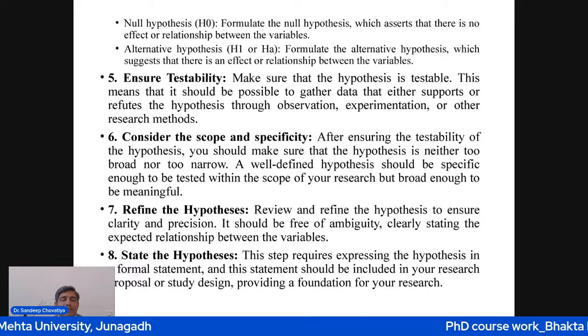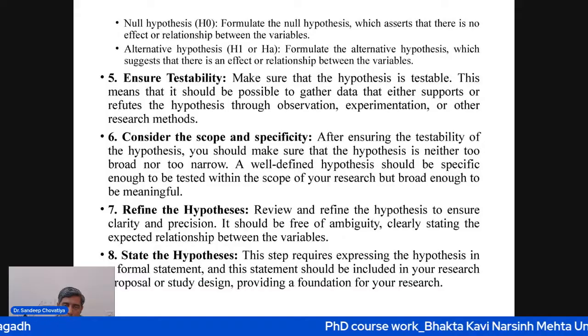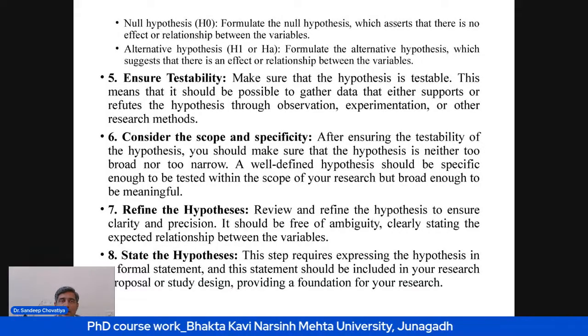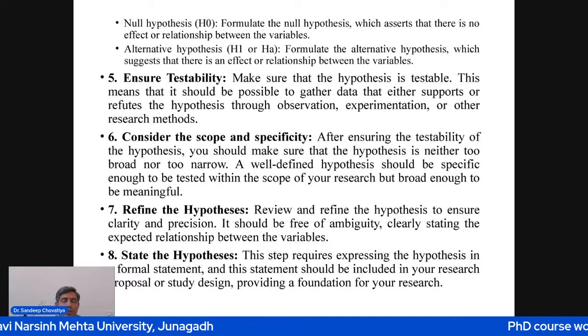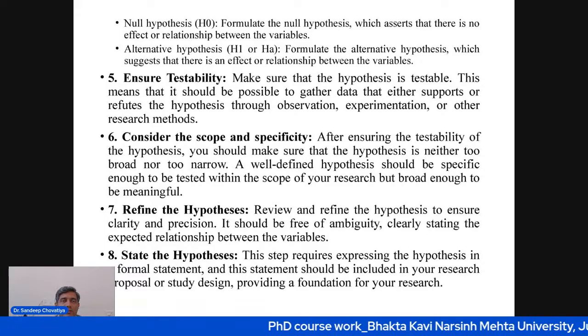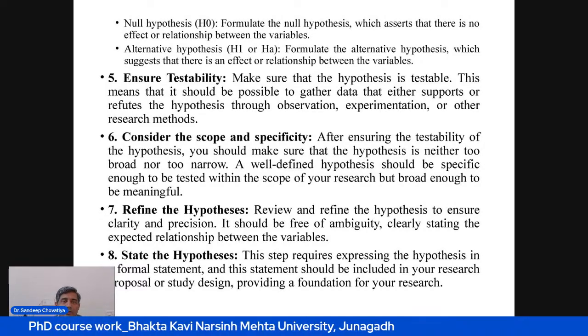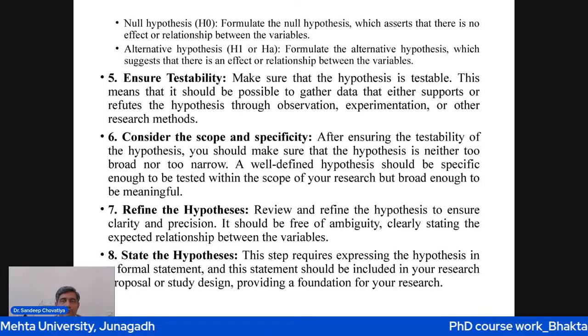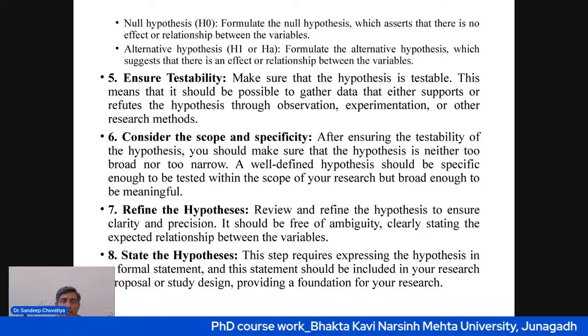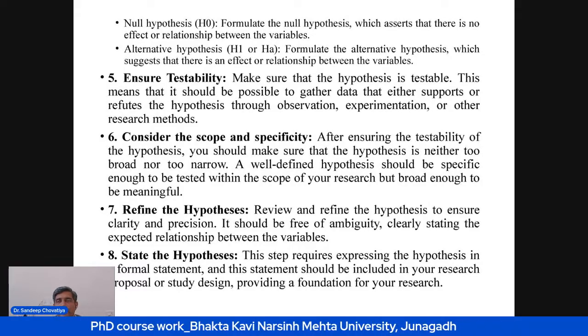Basically, you may have read or heard that there are two kinds of hypotheses. One is known as the null hypothesis, simply known as H0. We formulate the null hypothesis, which asserts that there is no effect or relationship between the variables. Second is the alternative hypothesis, known as H1 or HA. In that, we formulate the alternative hypothesis, which suggests that there is an effect or relationship between the variables.